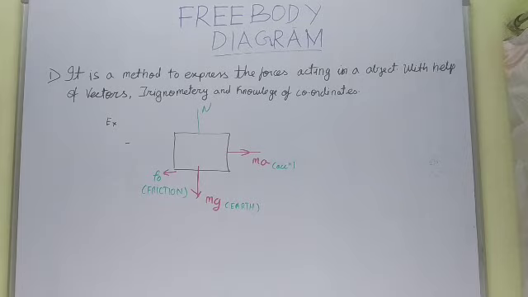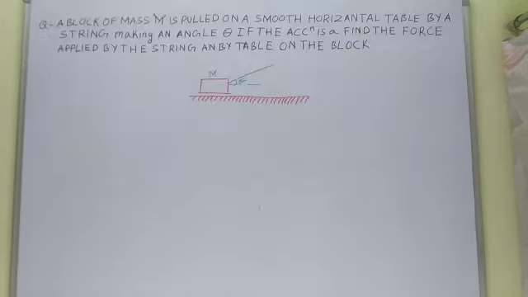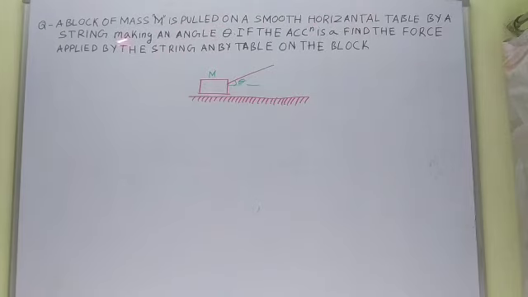Now, with the help of an example, I will tell you the steps required to solve questions related to Newton's second law and first law of motion. So stay tuned. I have a question here which says that a block of mass m is pulled on a smooth horizontal table by a string making an angle theta.